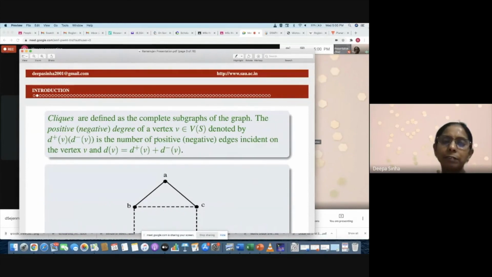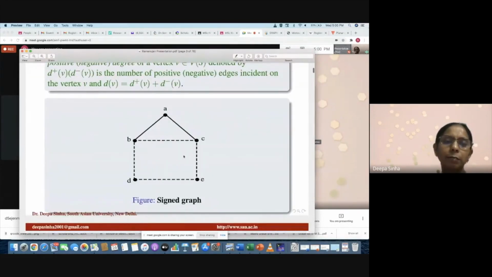The positive and negative degrees of the vertex v, denoted by d plus of v and d minus of v, are the number of positive and negative edges incident on the vertex v, and the total degree of v will be the sum of the positive and negative degrees. So here is a simple example of a sign graph where A, B, C, D are the vertices and these are the edges. The bold edges are the edges receiving the plus one sign, and the dotted edges are the edges receiving the minus one sign.